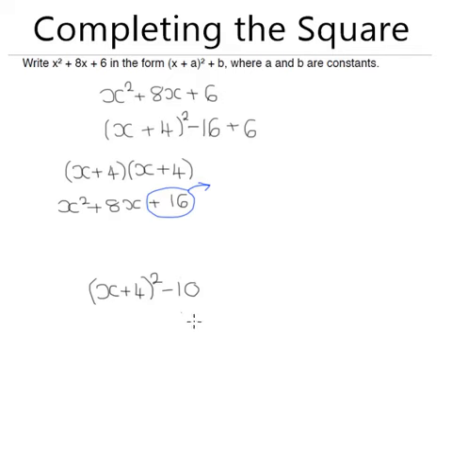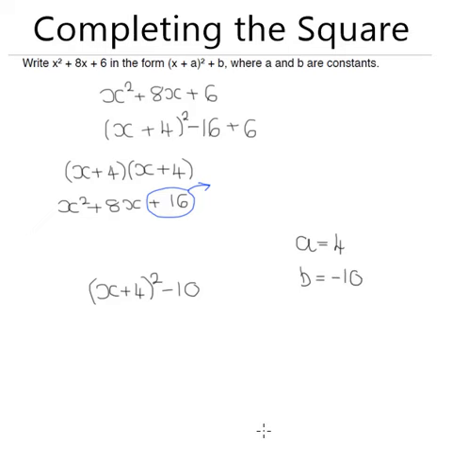So it's important to note here that you need to explicitly specify what your values of a and b are. So here a will equal 4 and b will equal minus 10. Include those signs in front of it. Brilliant, so I hope that makes sense.